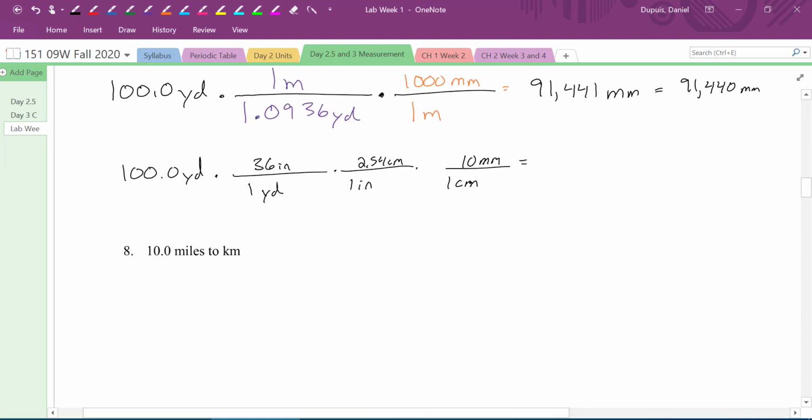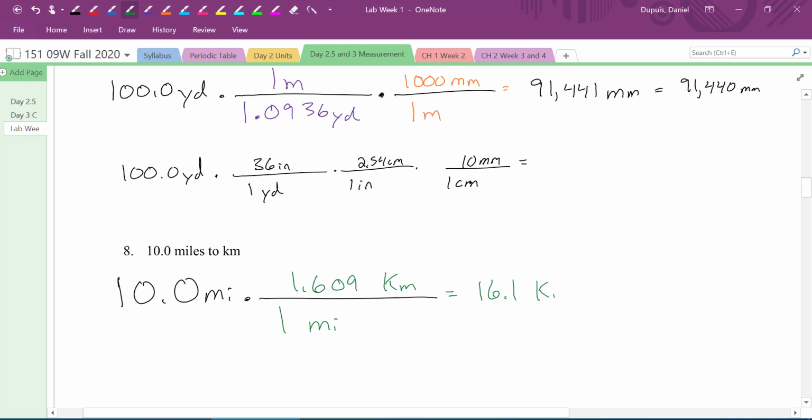Number 8, 10 miles to kilometers. So 10.0 miles and 1 mile is 1.609 kilometers. All right, 4 laps around the track. So 10 miles would be 16.1 kilometers.